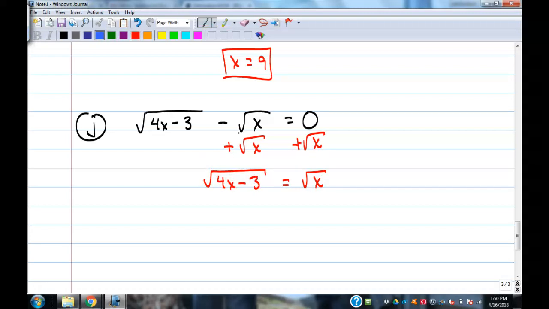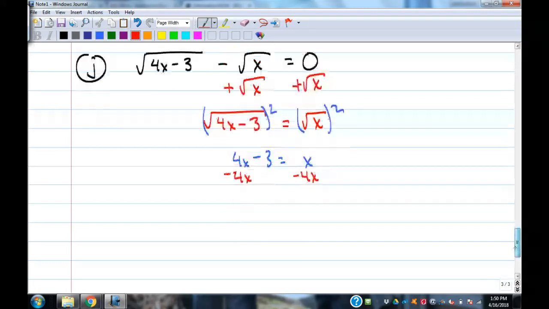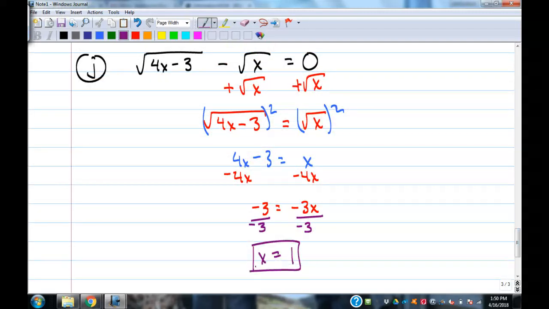All right, then, yeah, now the square roots are isolated. So if we square both of them, that's 4x minus 3 equals x. I'm going to subtract 4x. That's going to be negative 3 equals negative 3x. Last step's divide by negative 3. X is equal to 1.